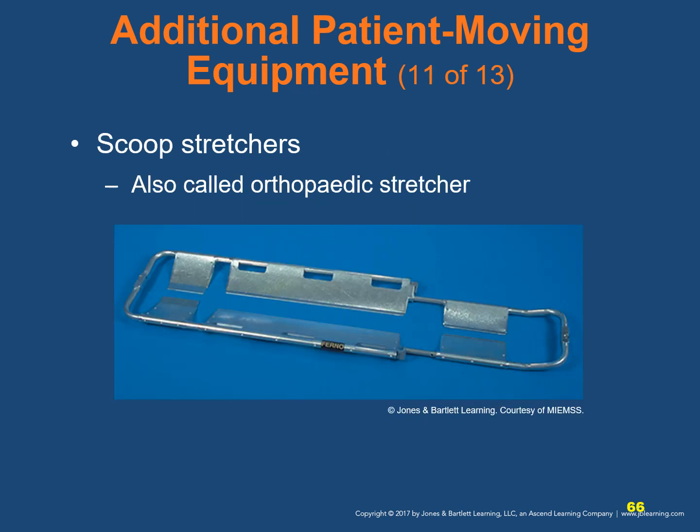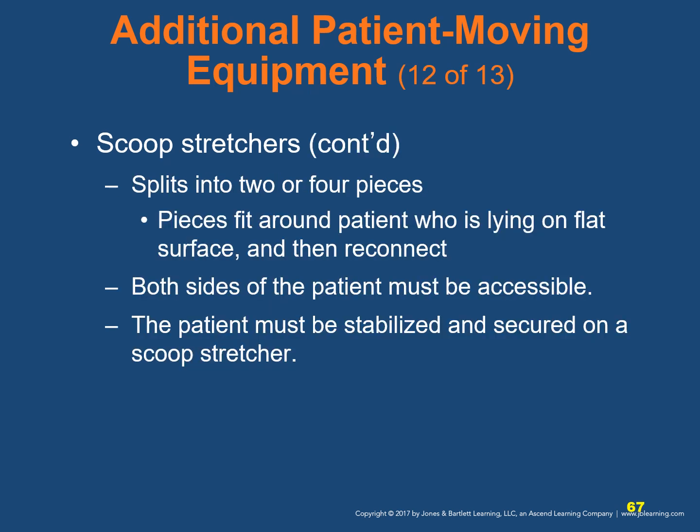Then there's a scoop stretcher, which is also called an orthopedic stretcher. It's designed to be split into 2 or 4 pieces. The pieces are fitted around a patient who's lying on the ground or on a flat surface. The parts are then reconnected and the patient is lifted and put onto a backboard. Both sides of the patient must be accessible to use the scoop stretcher. You must fully immobilize and secure the patient on the scoop stretcher.